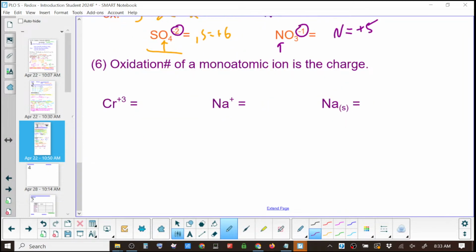And the last oxidation number rule is the oxidation number is the same as the charge. So what is the oxidation number for chromium? 3. Excellent. And what is the oxidation number of sodium? 1. What is the oxidation number of sodium solid? 0. So if it has a charge, and you can see the charge, that is the oxidation number as well.